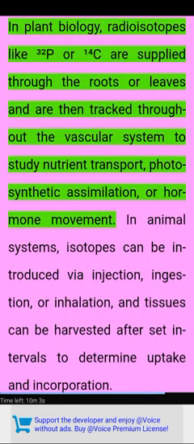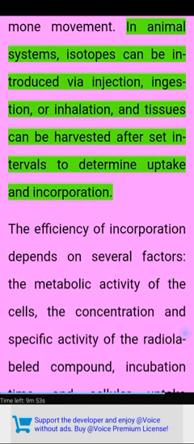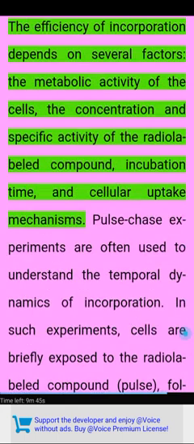In plant biology, radioisotopes like 32P and 14C are supplied through the roots or leaves and are then tracked throughout the vascular system to study nutrient transport, photosynthetic assimilation, or hormone movement. In animal systems, isotopes can be introduced via injection, ingestion, or inhalation, and tissues can be harvested after set intervals to determine uptake and incorporation.